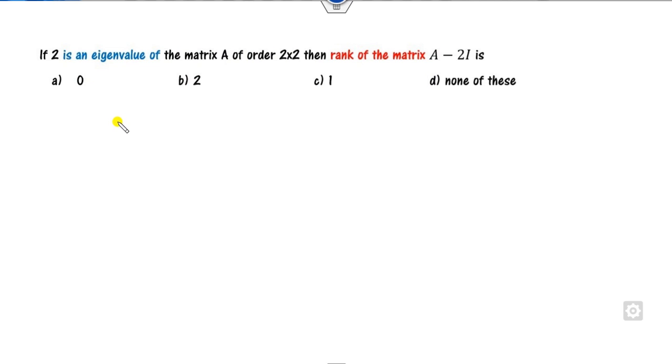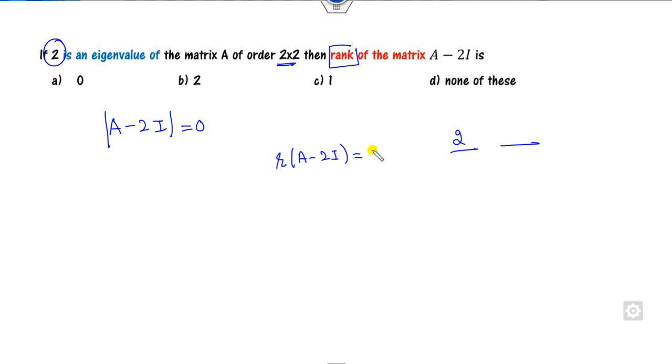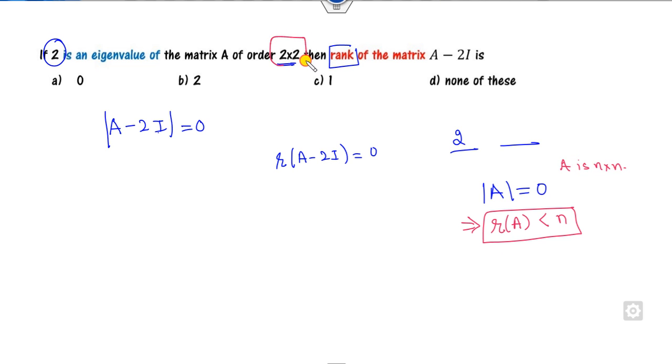Next one: if 2 is an eigenvalue of the matrix A, it means determinant of A minus 2I is 0. It's a 2 cross 2 matrix. So one of the eigenvalues is 2. For the other eigenvalue, you have to find the rank of the matrix A minus 2I. We know that if the determinant of A is 0, the rank of A is less than the dimension of the matrix, if A is n cross n. Here it is a 2 cross 2, so the rank of A minus 2I is less than 2. So the meaning of that is 1 is the right answer.